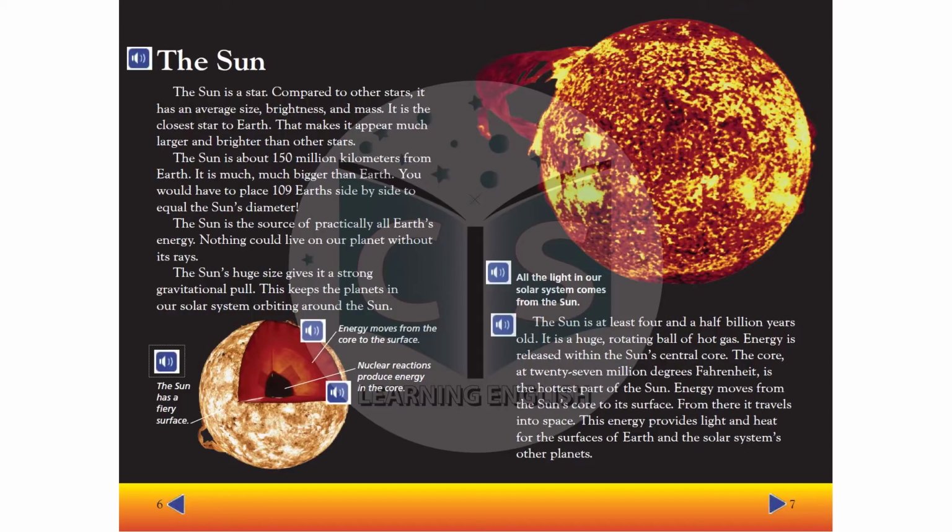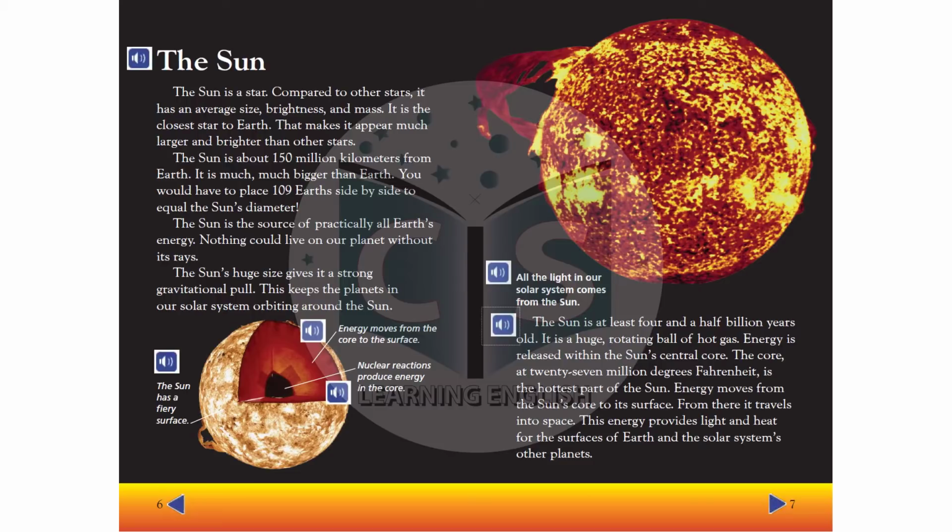The Sun has a fiery surface. Energy moves from the core to the surface. Nuclear reactions produce energy in the core. All the light in our solar system comes from the Sun. The Sun is at least 4.5 billion years old. It is a huge, rotating ball of hot gas.